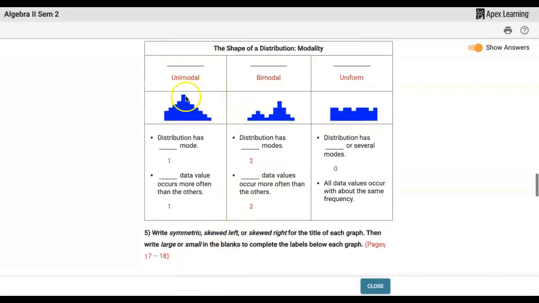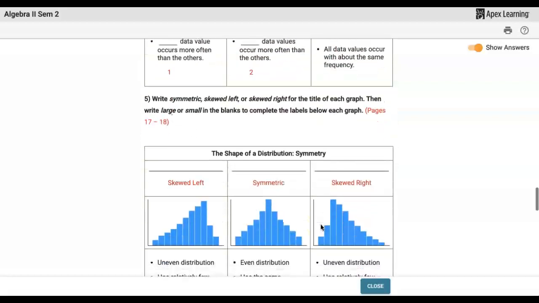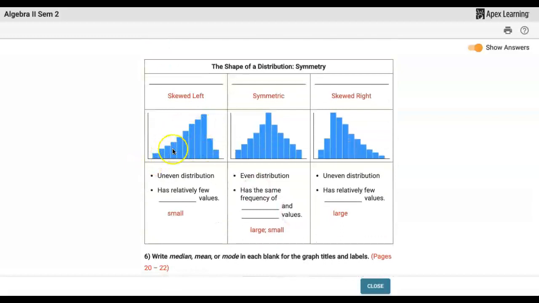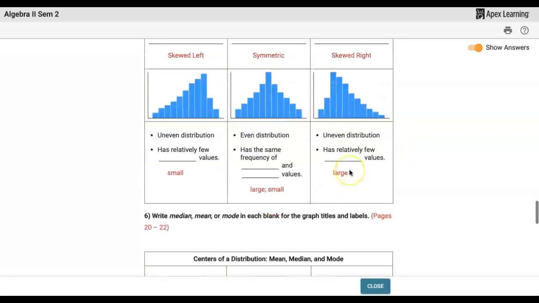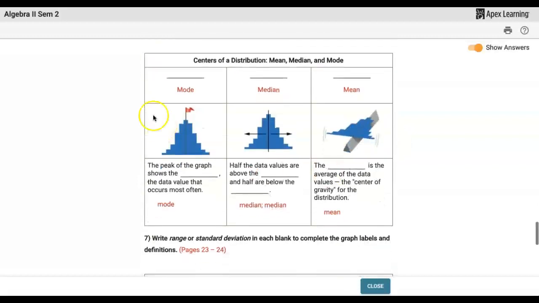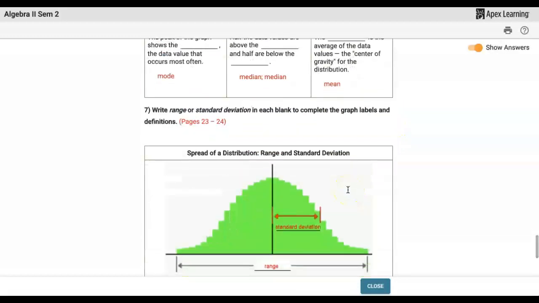So then actually looking at an example of a graph. Again, unimodal because there's 1, bimodal because there's 2, uniform because they're spread across. Looking at the shape, it has the tail left, so it's skewed left. No tail, symmetric. Tail right, so skewed right. Looking at the difference again, mode being the peak, median being half above, half below, and mean being our center of gravity, our balance point.